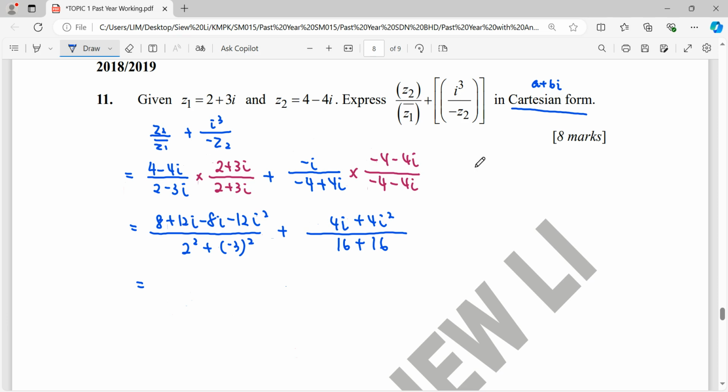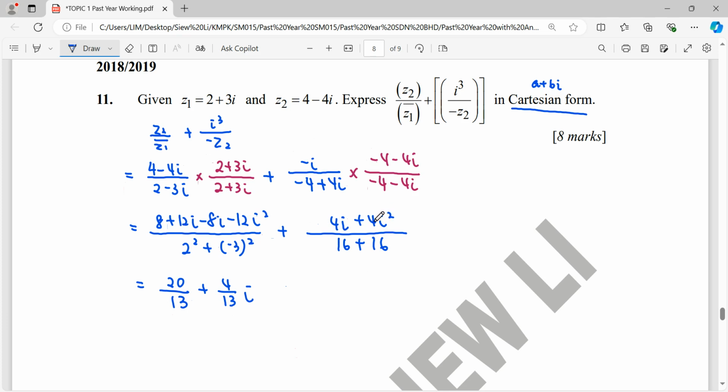into the standard form. So as we can see, i squared we can simplify to negative 1. So negative negative becomes positive, 12 plus 8 will be 20 over the denominator here, which will be 4 plus 9, which is 13. This is the real part operation. Then for the imaginary part, 12i minus 8i, which is 4i. So over the denominator 13, 4 over 13 i.